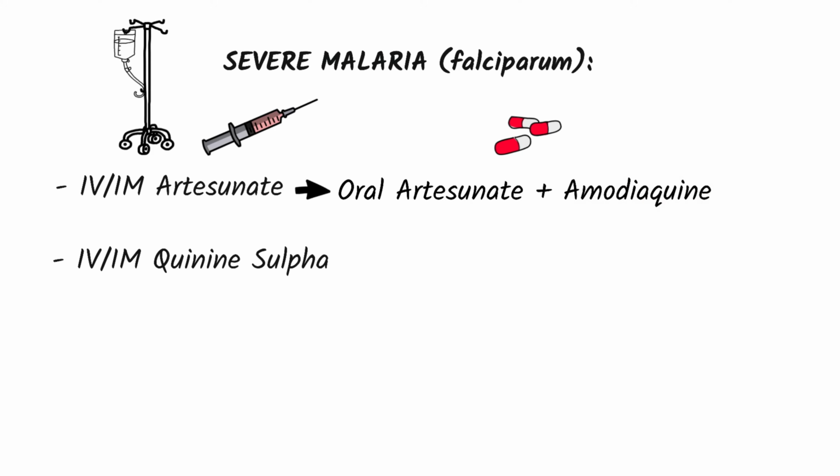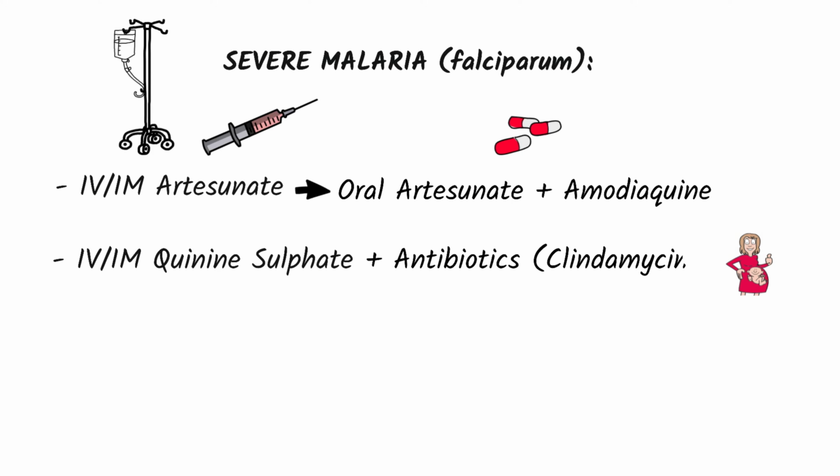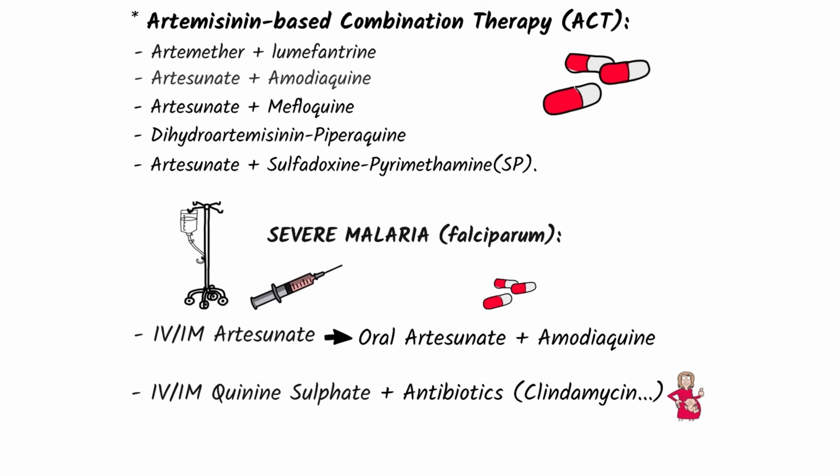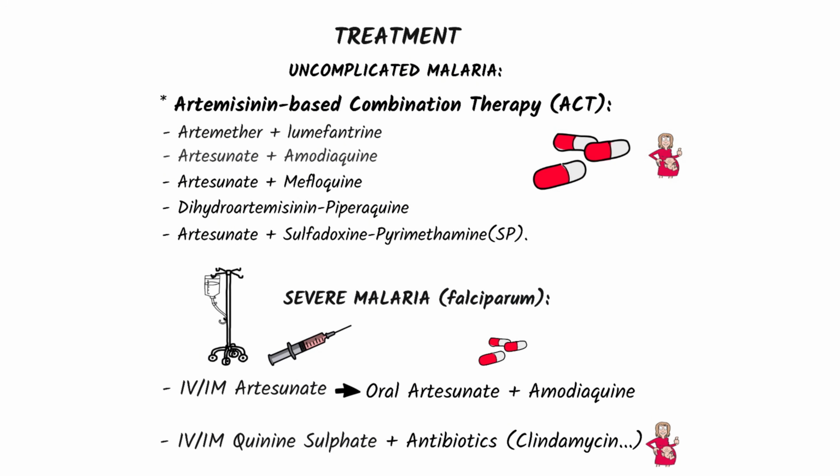Quinine remains a good alternative for severe malaria when IV artesunate is unavailable or is contraindicated. It is safe for use during the first trimester of pregnancy, for which it is administered in combination with an antibiotic, clindamycin. ACT has been found safe during pregnancy too.